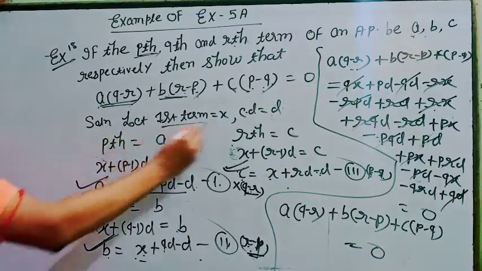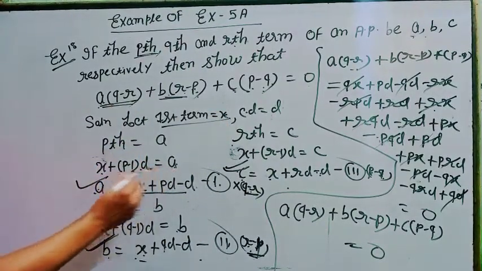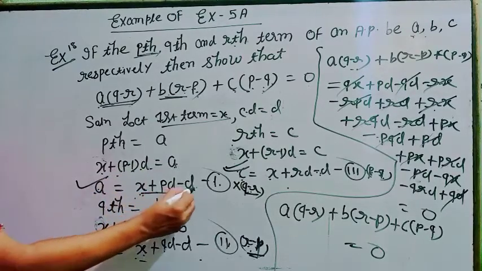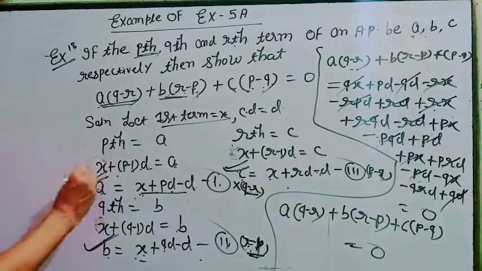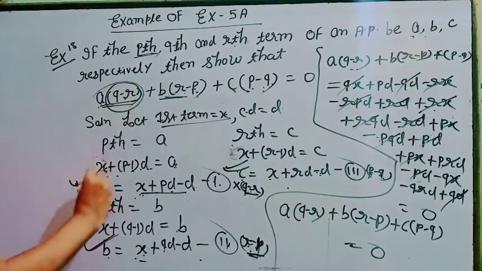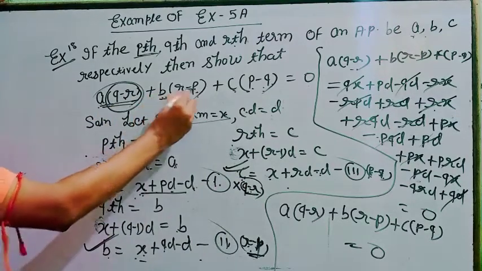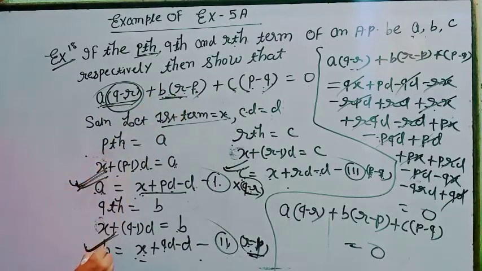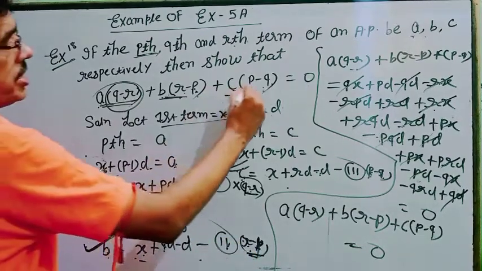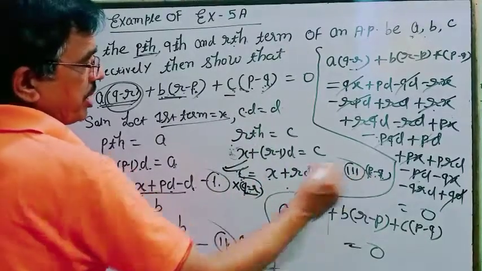Suppose the first term is x and write x plus (p minus 1) into d equals A. So A is equal to x plus pd minus d. According to the question, we multiply this equation by q minus r. Similarly, you write b into r minus p, and lastly c into p minus q. So c is multiplied by p minus q.